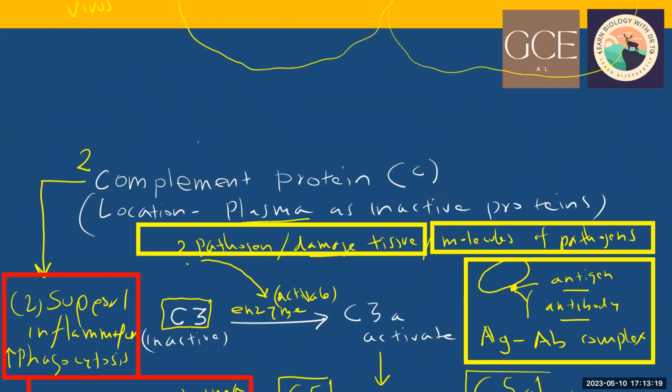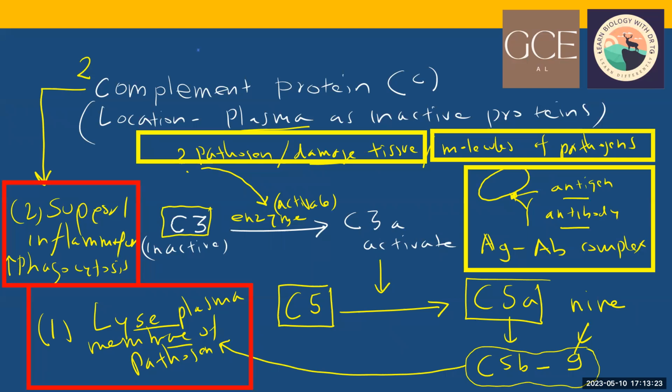Okay, let's move to the complement. Now, complement proteins are again soluble proteins in plasma in inactive form. But I told you they can be activated during the immune response, when there is a pathogen, when there is tissue damage, and molecules of pathogens. Here, what I again highlight, number one, they can be activated when the antigen of the pathogen binds with antibody, the antigen-antibody complex. So this is the first method. The complement system can be activated by binding of antigen and antibody.